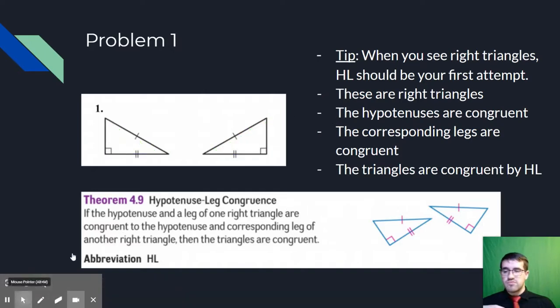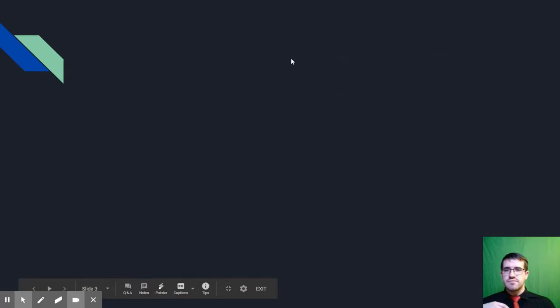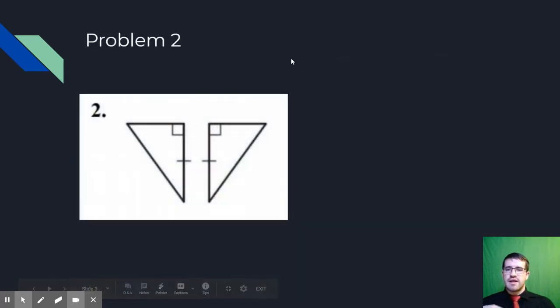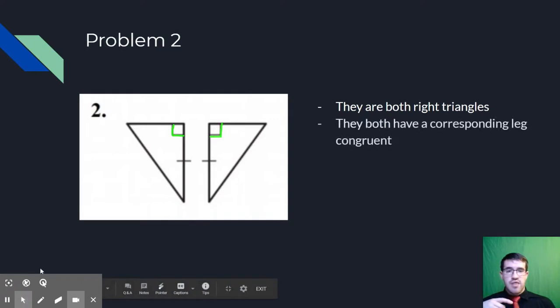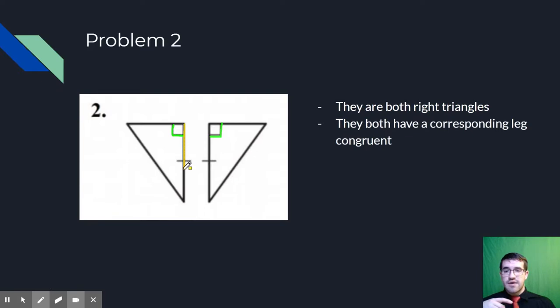All right, so for problem 2 then, we are given these two triangles. Now, I know we said before that we're going to look for hypotenuse-leg congruences because they're right triangles. So we're starting off, they are both right triangles. Get my pen so I can highlight it. So we have the right angle here and a right angle here. They both have a corresponding leg congruent. So that is this leg right here on both triangles.